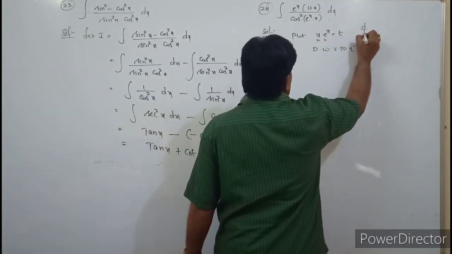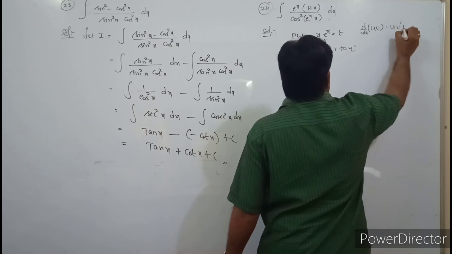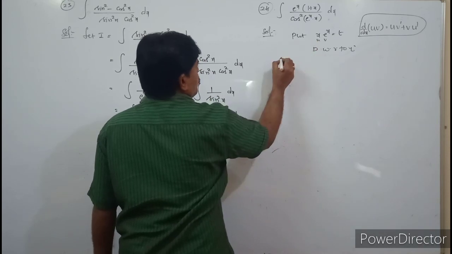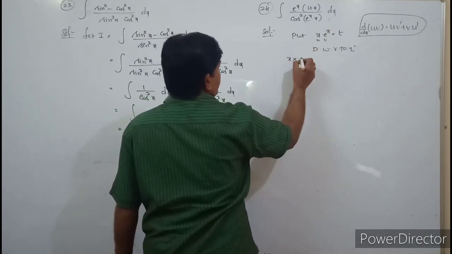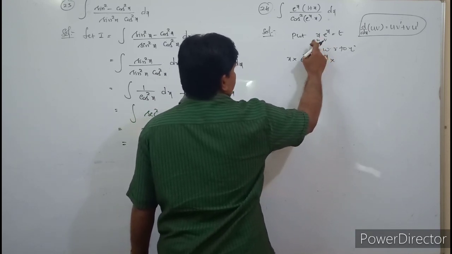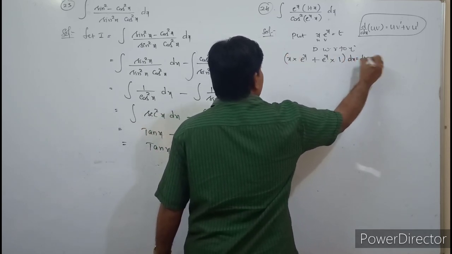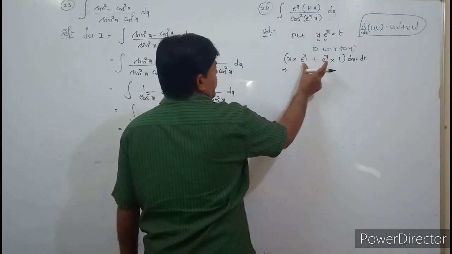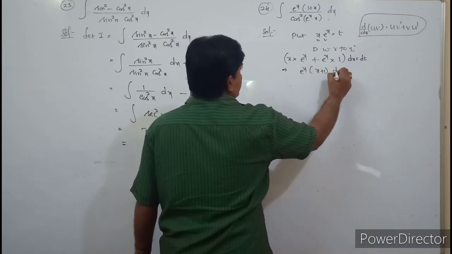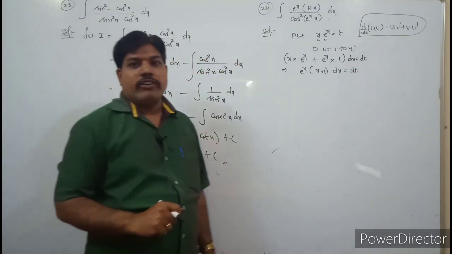If anyone has that doubt, write down the formula, derivative of uv. So what is the derivative of uv? u v dash plus v u dash. So apply that formula here. First u is nothing but x, into derivative of e power x which is e power x, plus v is nothing but e power x, into derivative of u which is 1, into dx is equal to dt. So if you take e power x common, e power x into x plus 1 into dx is equal to dt. E power x into x plus 1 into dx value will become dt.